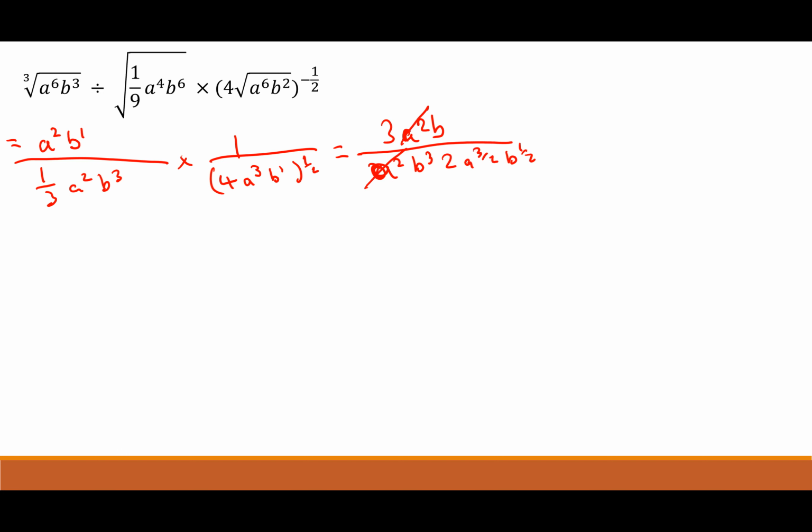That's going to go away. That will go away and leave a 2 there. So I'm left with 3 over 2 a to the 3 over 2, b to the 2 plus a half is 5 over 2, and we're done.